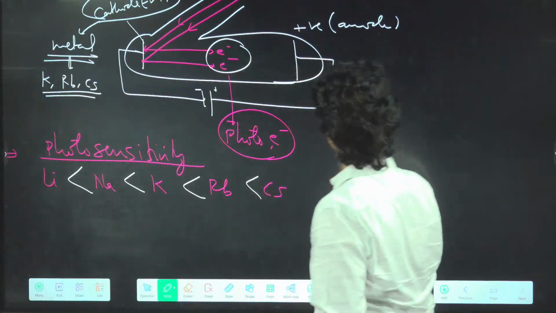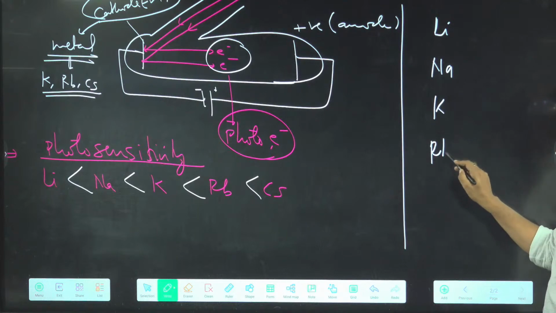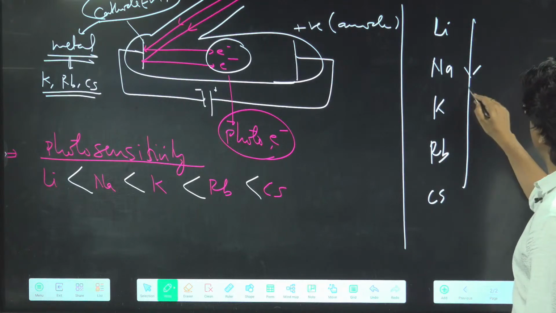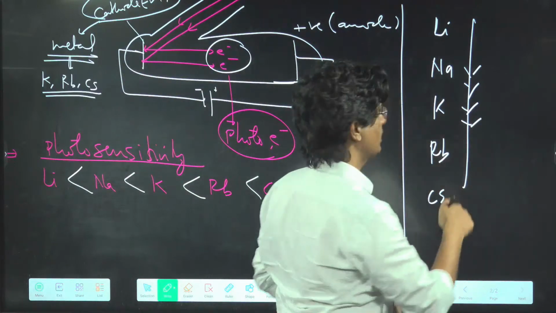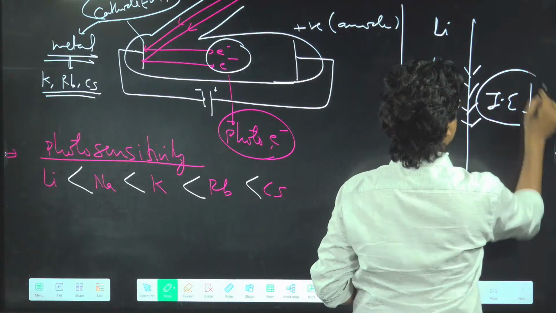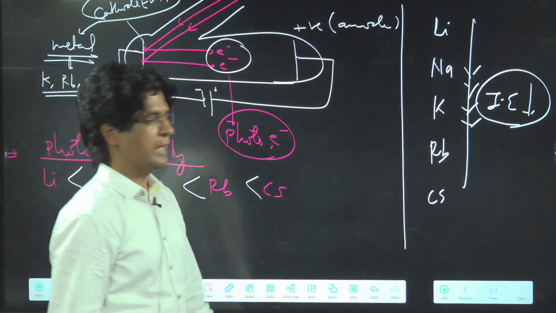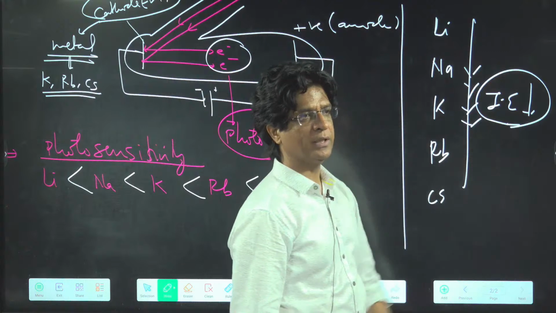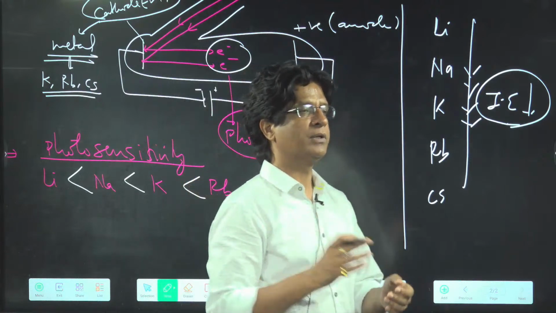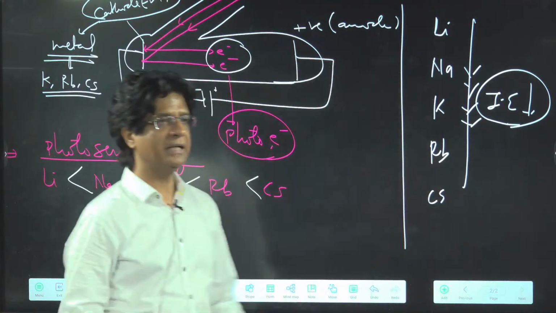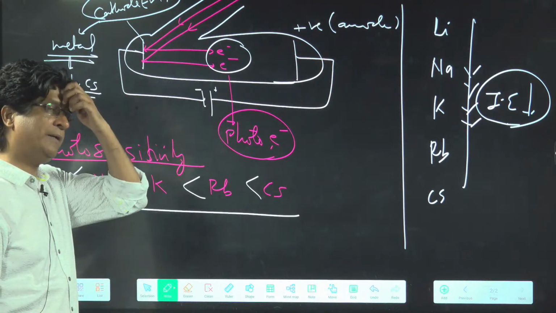The reason is that as you go down the group, lithium, sodium, potassium, rubidium and cesium, what happens? The size increases, and as a result of size, the ionization energy decreases. That is, the amount of energy required to eject an electron decreases. Radius increases, and because of that, the ionization energy decreases. So as the energy required to remove an electron decreases, it becomes easier for us to eject the electron. So this is the order. Very, very important.